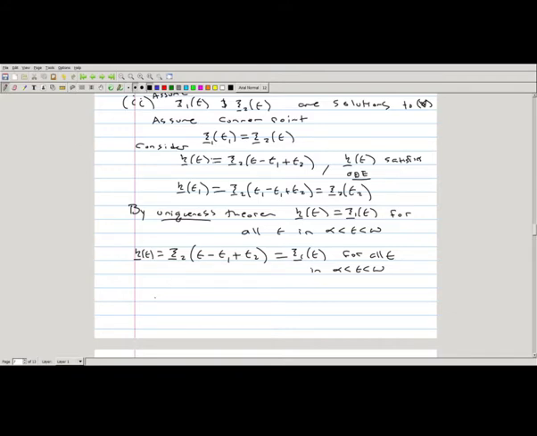So I want to note here that the orbits partition the phase space Rn, which means that essentially these two theorems allow us to conclude that each point of Rn lies on exactly one orbit.